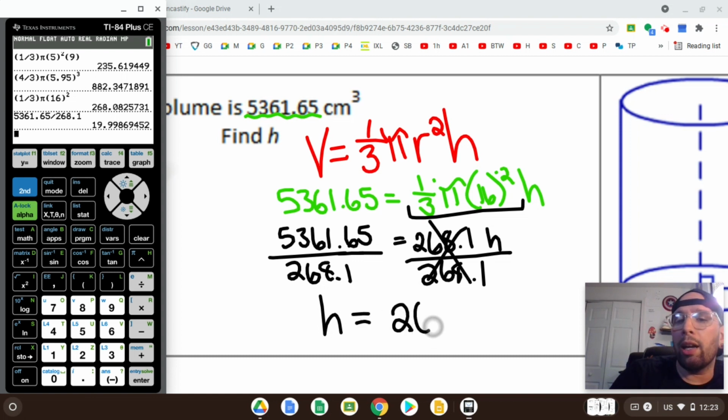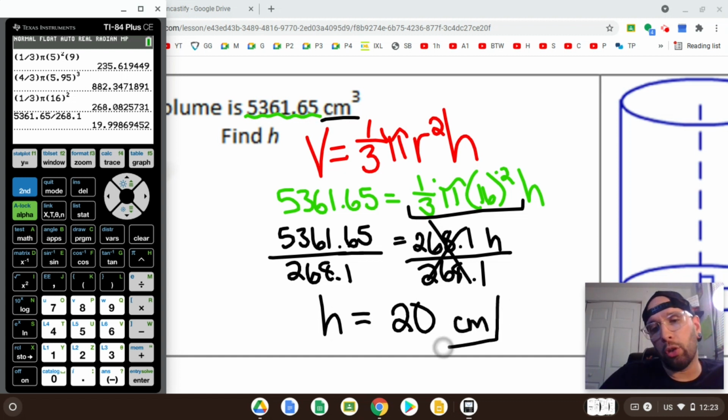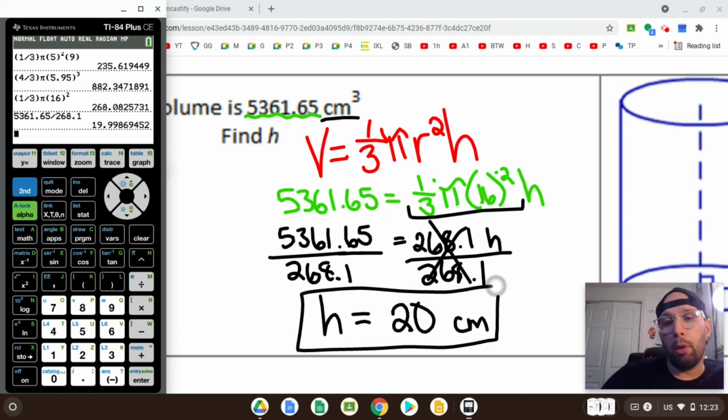Now, what's my height? 20 centimeters cubed? Nope. Height is just centimeters. Remember, volume is measured in centimeters cubed. But a regular old height is going to be regular old centimeters.